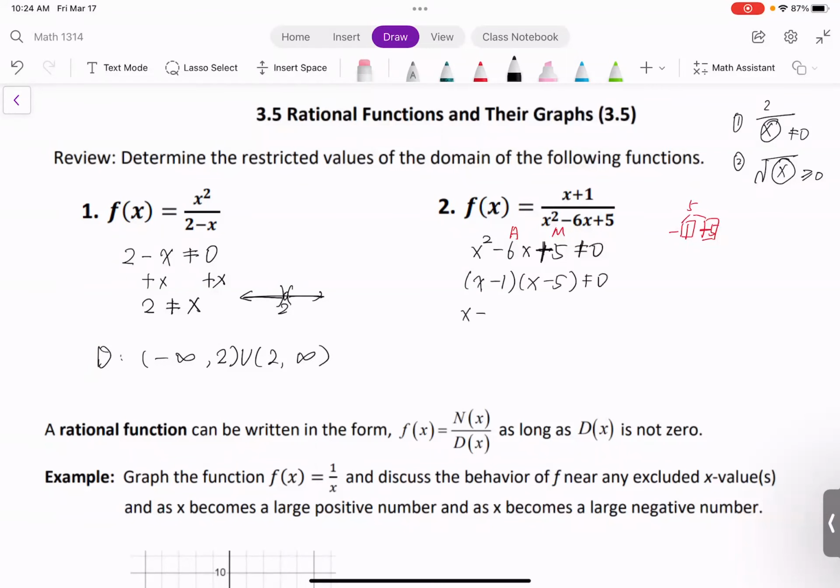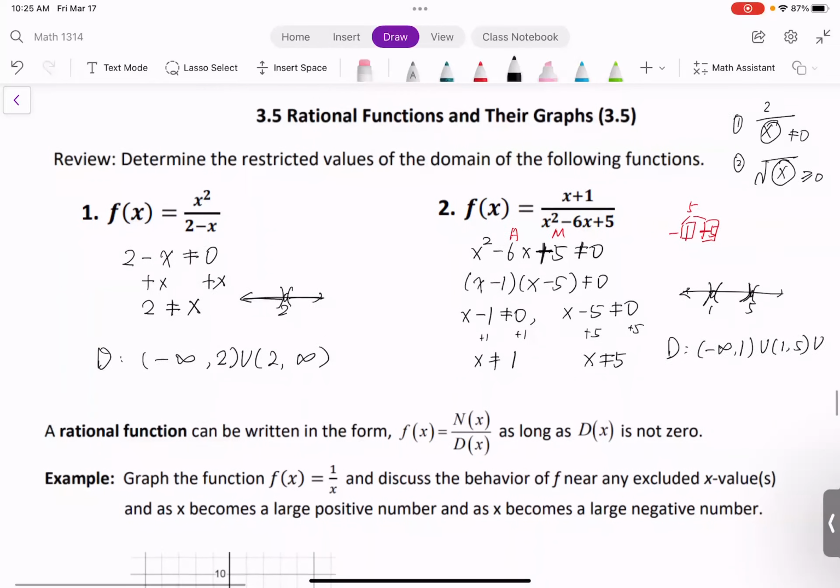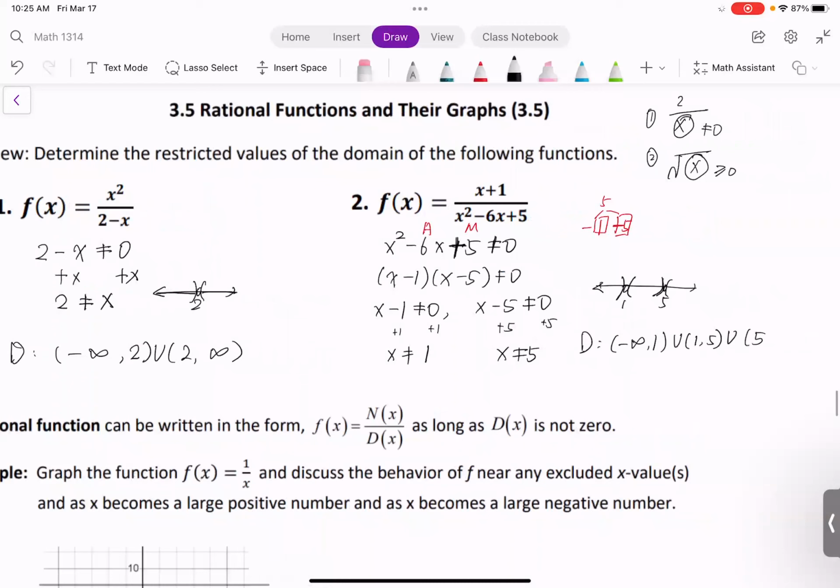That means the first factor is not equal to 0, the second factor is not equal to 0. We can solve these two inequalities, add 1 both sides. x is not equal to 1, and x is not equal to 5. On the number line, I can skip these 2 points, 1 and 5. So the interval notation of the domain is from -infinity to 1, union 1 to 5, union 5 to infinity. All right.